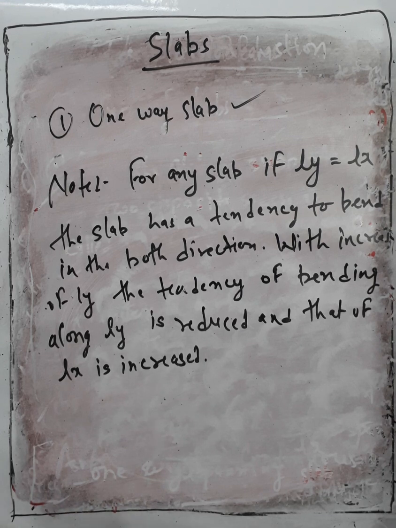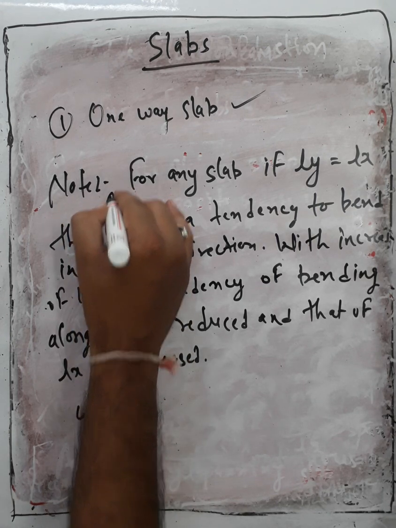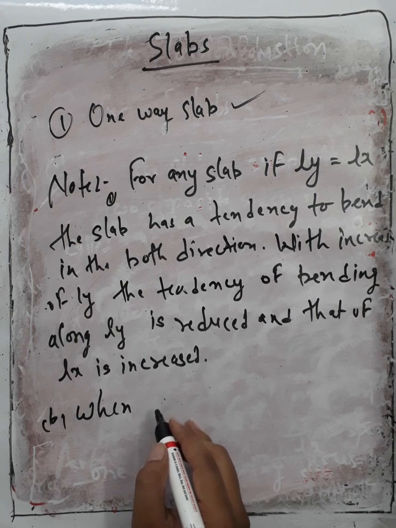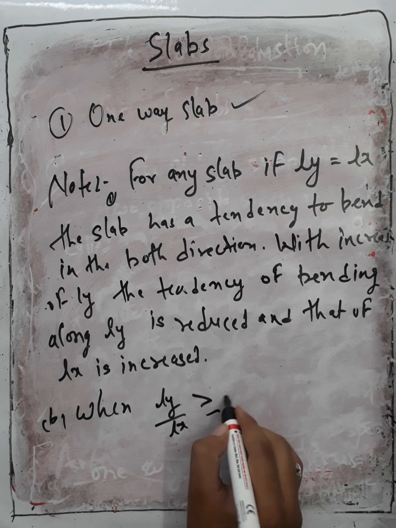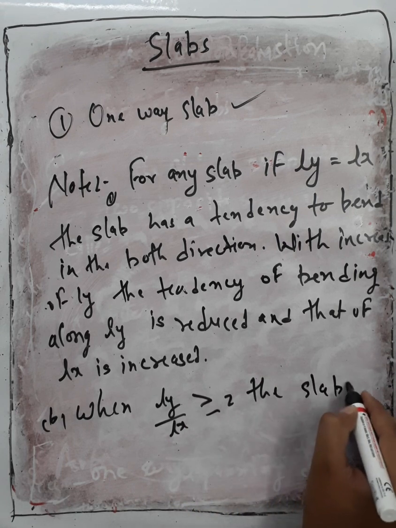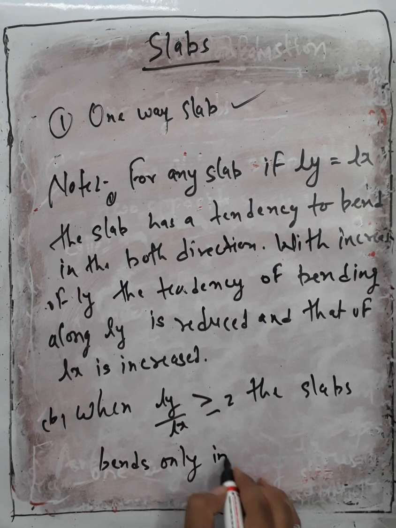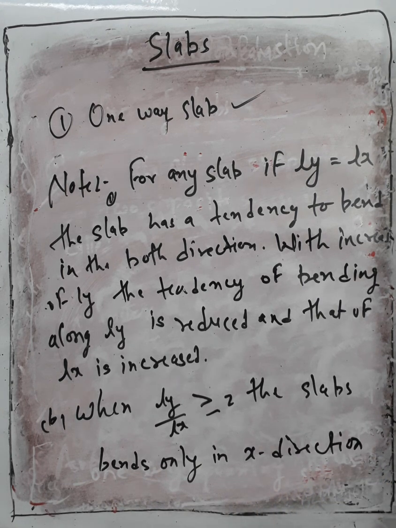Okay. Now the second one: when Ly by Lx is greater than or equal to 2, the slab bends only in the x direction. The slab bends only in the x direction.